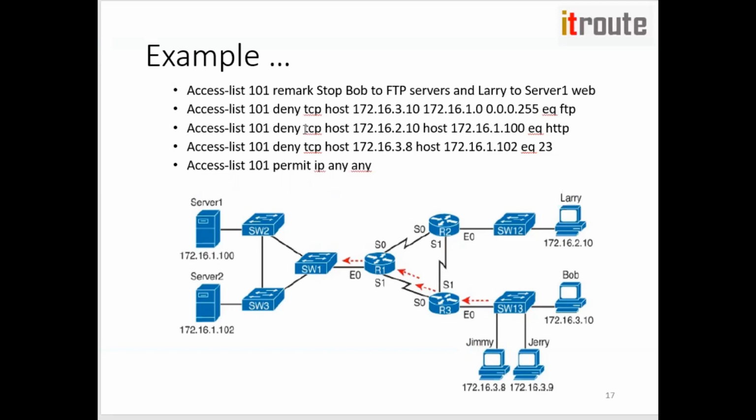Access list 101 deny TCP host 172.16.2.10. This person is Larry, and the destination is host 172.16.1.100, equal to HTTP. You can put HTTP, or you can put www as well. This access control list will accept these. The equal to HTTP is for 1.100, we're talking about this server 1.